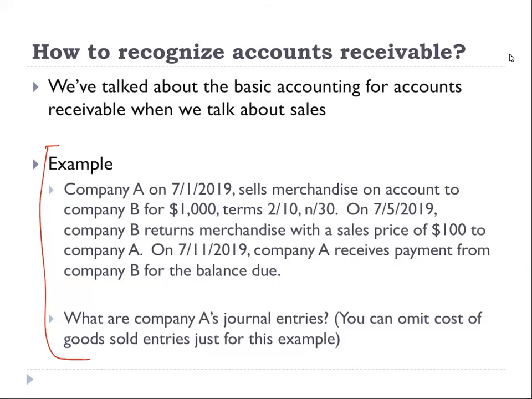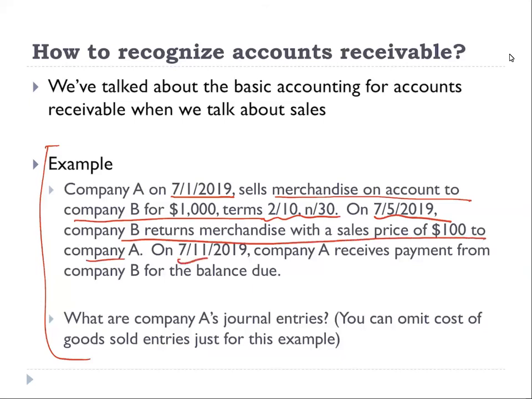Company A on July 1st sells merchandise on account to company B for $1,000, and the term is 2/10, n/30. On July 5th, company B returned merchandise with a sales price of 100. On July 11th, company A received payment from company B for the balance due. What are company A's journal entries?